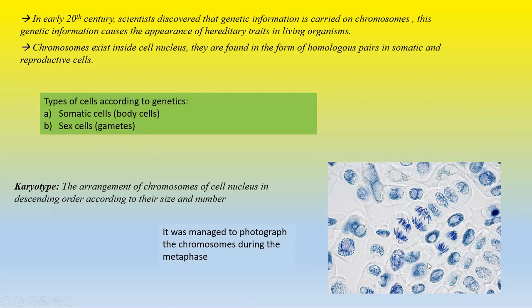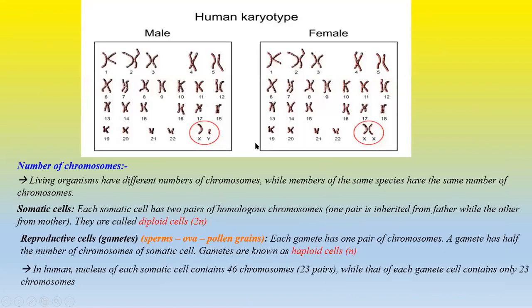In these phases, one of these phases is called metaphase. When the chromosomes are arranged next to each other, their shape becomes very obvious, so the scientists were able to photograph them, and they knew that the chromosomes are arranged according to their size and number. Okay, this is the human karyotype.